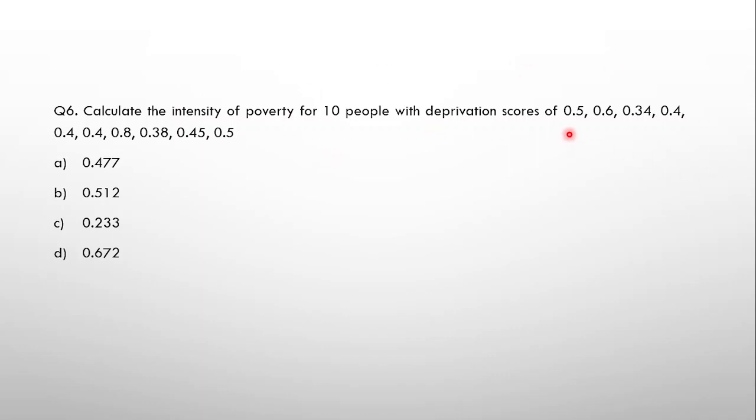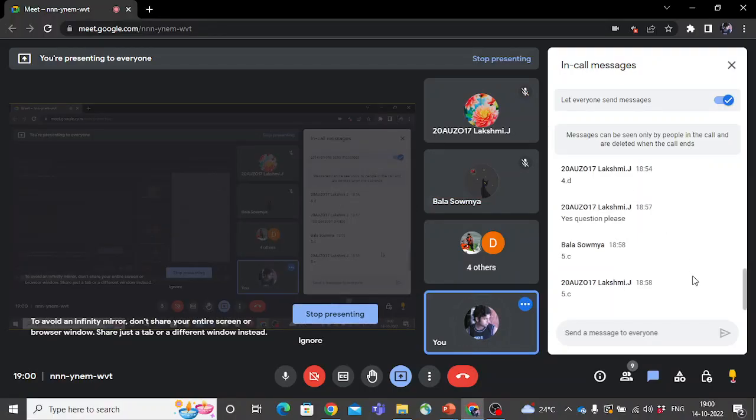Do you get what I mean? I've given you the individual deprivation scores for 10 people. Calculate the average. That's all. So the numbers are 0.5, 0.6, 0.34, 0.4, 0.4, 0.4, 0.8, 0.38, 0.45 and 0.5, for these 10 people. If you need to see the numbers again, I can go back.